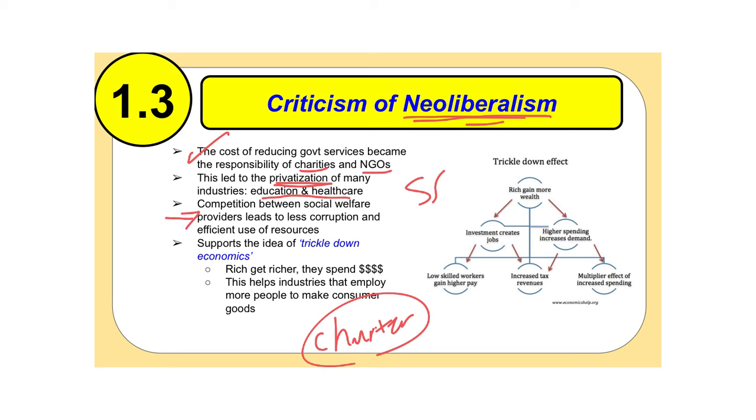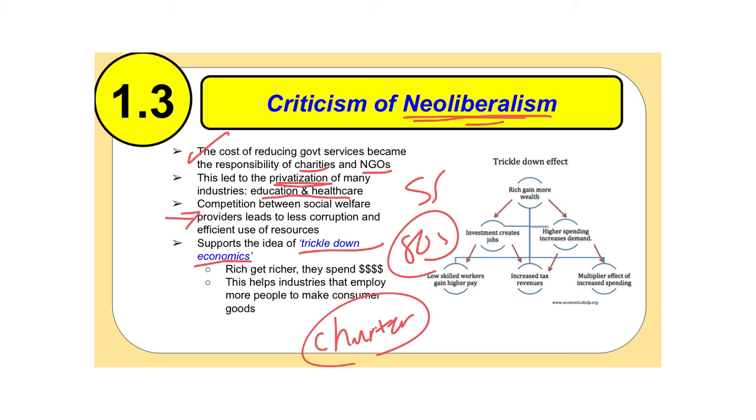Neoliberalism also continues to contend that competition between social welfare providers leads to less corruption and more efficient use of resources. So, if you take the government out of the healthcare industry and out of education and let schools duke it out and become competitive, then that's more efficient and more fair, and it leads to less corruption, according to neoliberals. But this whole idea leads to the concept of something called trickle-down economics, which you probably heard throughout the 1980s, especially under Ronald Reagan.